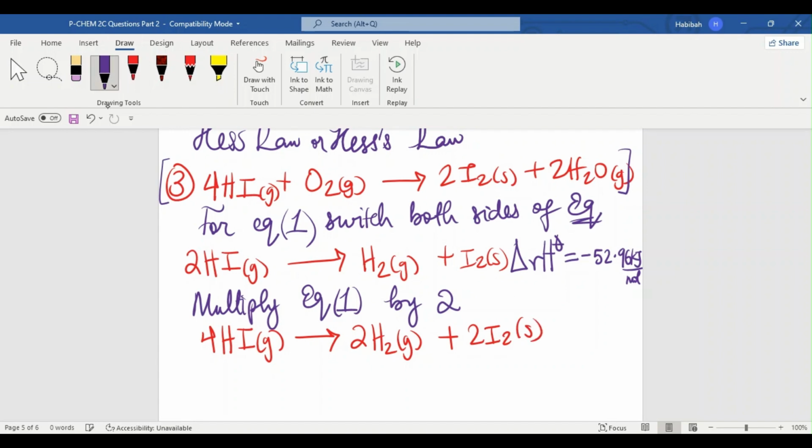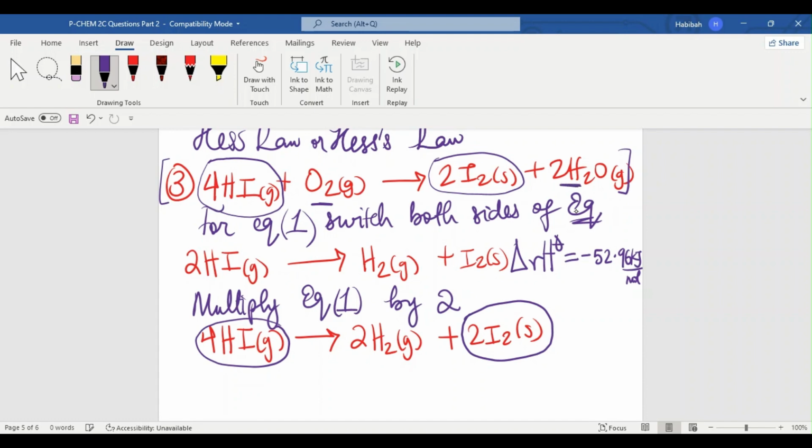And when you look at our work, you're going to see thus far, we have been able to successfully get what is on the left side of the equation to match equation 1. So equation 3 matches equation 1 for the molecule 4HI gas, and it also matches the molecule 2I2 solid, and it also matches the direction. So it's both on the product side for equation 1 and equation 2. So this is good. So now all we have to focus on is oxygen gas as well as 2H2O gas.